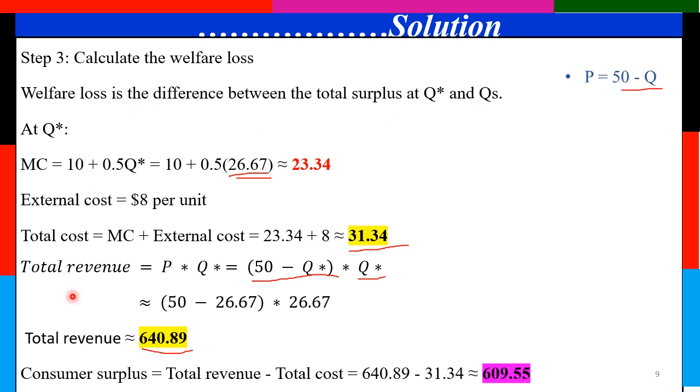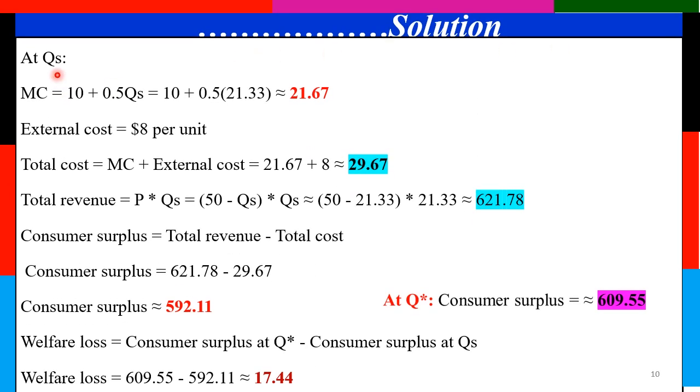We already got the consumer surplus at market equilibrium. Therefore, the next step is to calculate the consumer surplus at the socially optimal level of output. At the socially optimal level of output, the marginal cost is again given by this formula. In place of Q, you can substitute the socially optimal level of output, which is 21.3. So the marginal cost is this one.